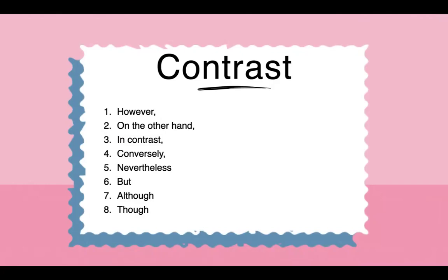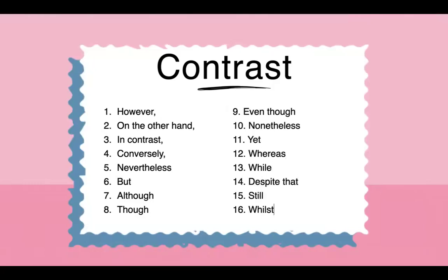The first one is however, on the other hand, in contrast, conversely, nevertheless, but, although, though, then you can also use even though, nonetheless, yet, whereas, while, despite that, still, whilst. The last one is pronounced as whilst.